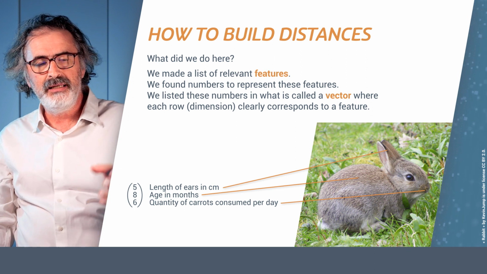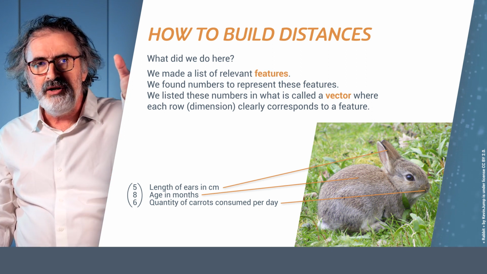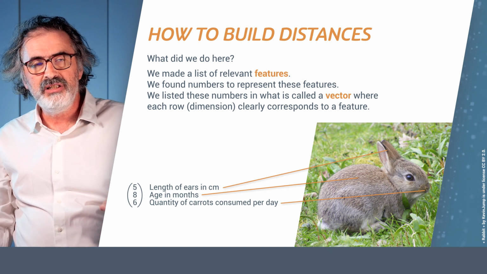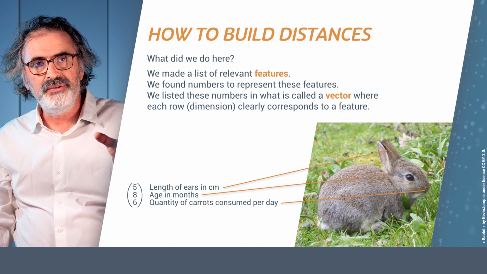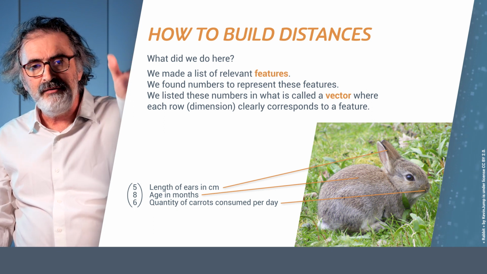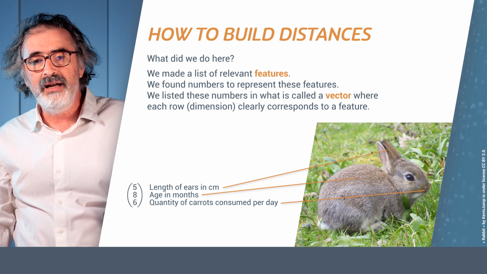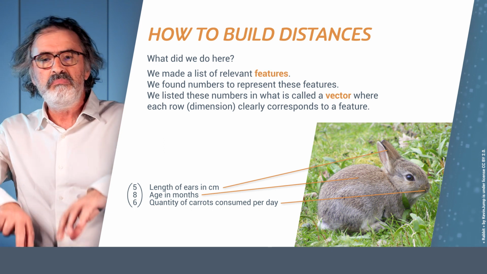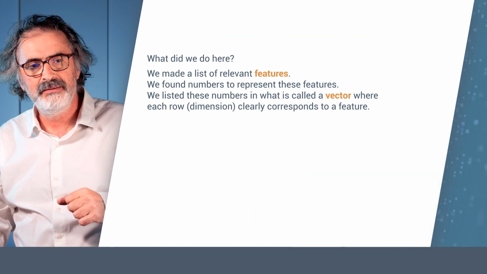And in that case, I can give for each rabbit an associated vector, which is just a set of numbers. For each one of those features, there is one number, and I have this vector which defines, in a way, the rabbit as belonging to 3-dimensional space.